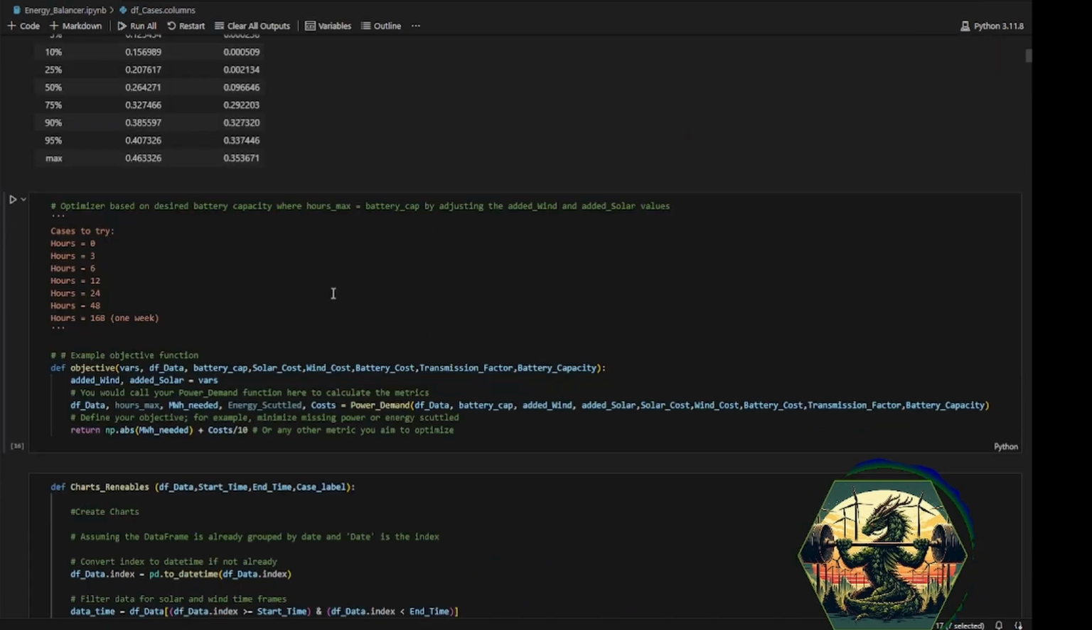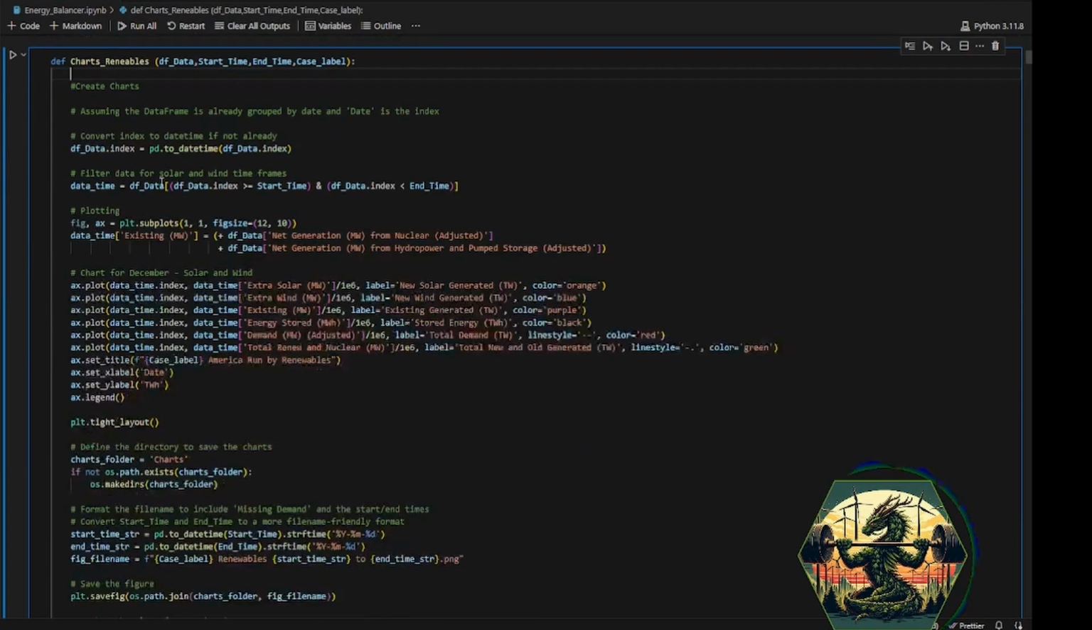And then down here, we get to the objective function. The objective function is going to work with that power function above. It's going to take in the same data and run the power demand function. And then the important objective is right here. Once we get the megawatt hours needed and the costs out of the function, this is what the objective cares about: how big is that number, and how do we minimize it? To reduce the weighting of costs, I divide it by 10, because I care a lot more about us having enough power within our system than I do about minimizing the costs, because lacking power is really bad.